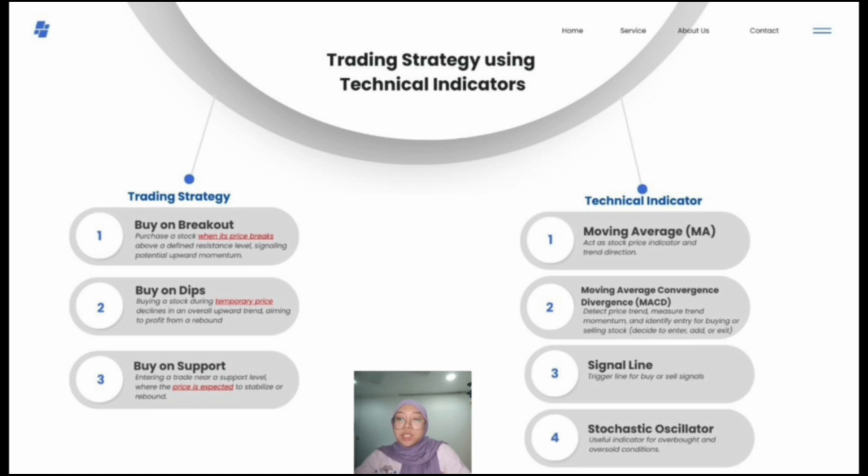So there are four tools of technical indicator used in the chart and how to read the chart. Firstly, the moving average (MA), which acts as a stock price indicator and trend direction. The second is MACD, moving average convergence divergence, which is to detect price trend, measure trend momentum, and identify entry for buying or selling stock. Third is the signal line, which is the trigger line for buy or sell signals. And the last is the stochastic oscillator, which is a useful indicator for overbought or oversold conditions.